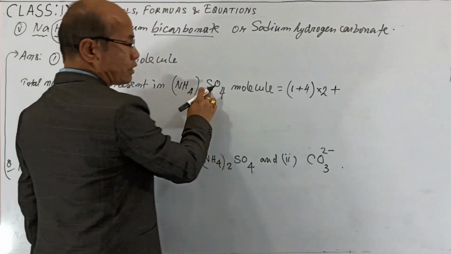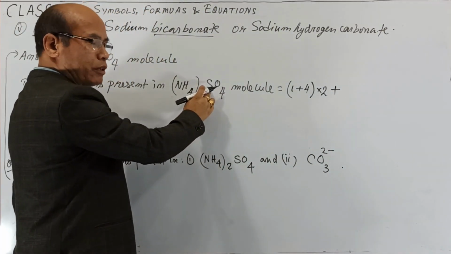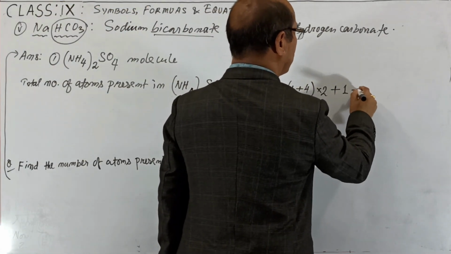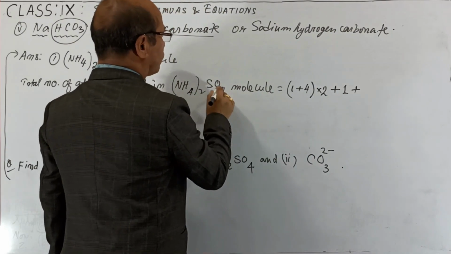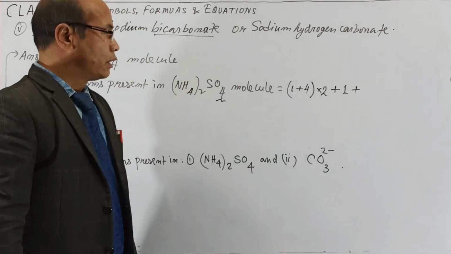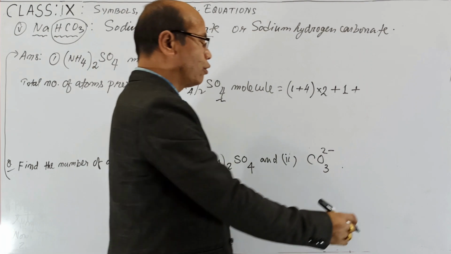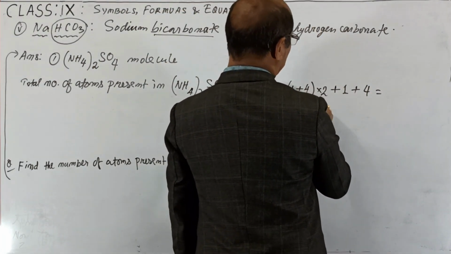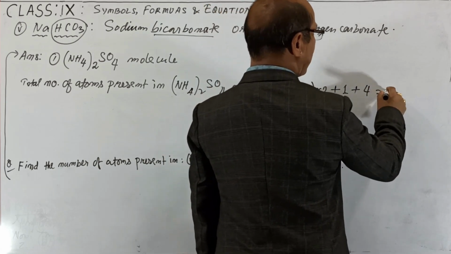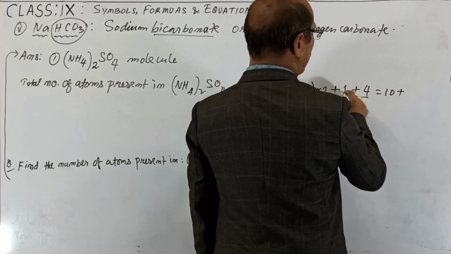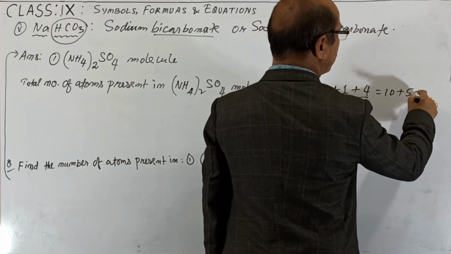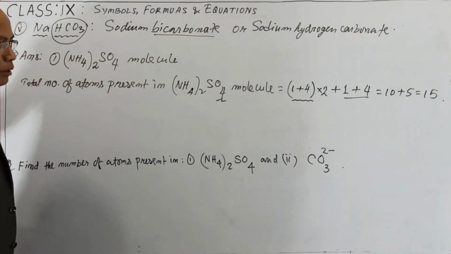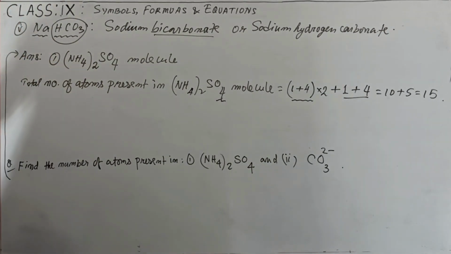And what is this? This is the symbol for sulfur. How many sulfur atoms are here? Only 1. So you put 1. Plus the last part, O4. This means there are 4 oxygen atoms. So please write 4. Then total now. 1 plus 4 is equal to 5. 5 into 2 means 10. Plus 1 plus 4 means 5. Total 15. That means in one molecule of ammonium sulfate there are 15 atoms together.